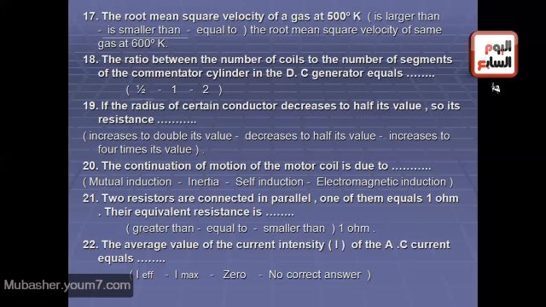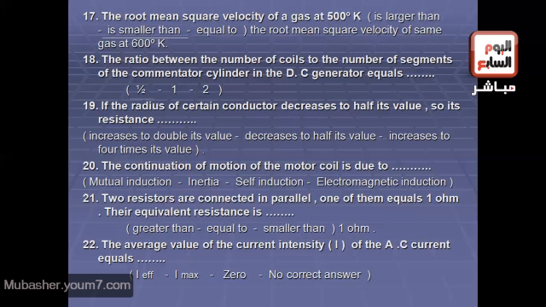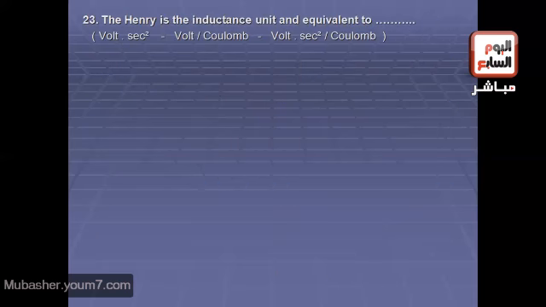Why? Because we know that alternating current is the current that changes its intensity and direction each half cycle. So the intensity in the first half cycle will cancel the intensity in the second half cycle. So the average value of this current will be 0. That's right. Another sentence. The last sentence here is Henry is the inductance unit and equivalent to, yes, that's right. You remember the relation, and from the relation we find that Henry is equivalent to volt times second squared per coulomb.